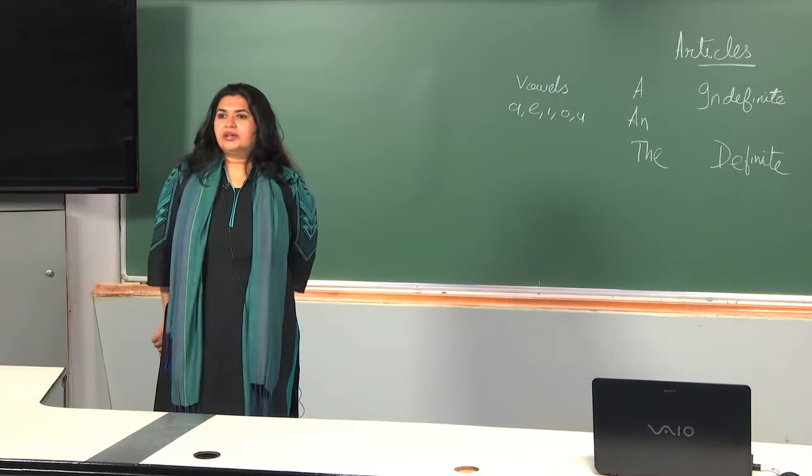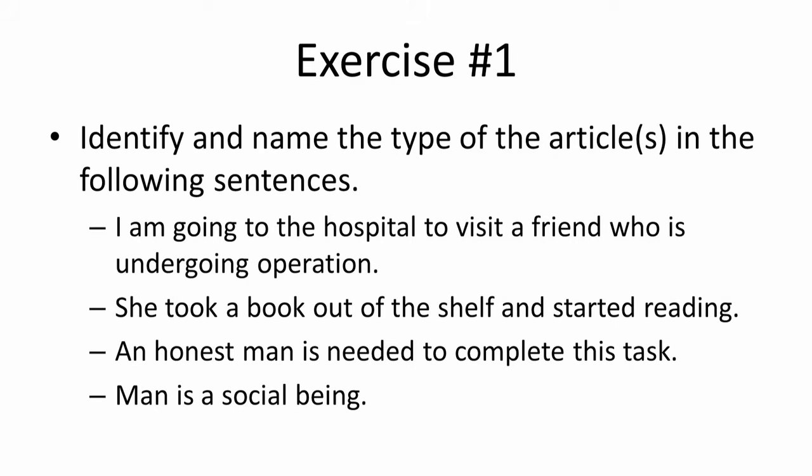Now, look at this slide and this exercise. Identify and name the type of the articles in the sentences that are given below. So, go through these sentences and then we will work them out. I am going to the hospital to visit a friend who is undergoing operation. She took a book out of the shelf and started reading. An honest man is needed to complete this task.